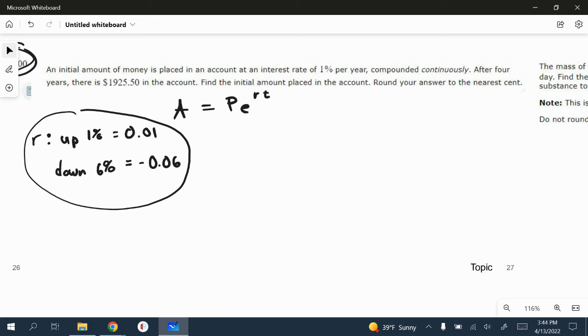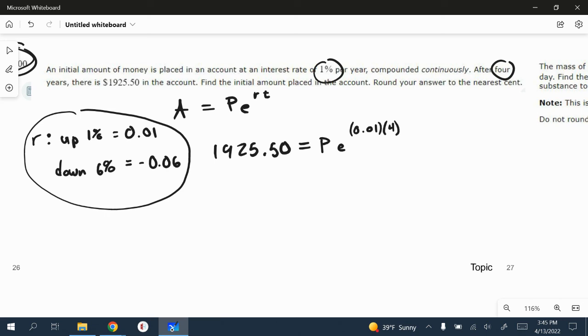So let's plug in what we know. It says our total amount was 1925.50. Our principal is what we're trying to find, so we don't know that, so I'll just put P there. And then e is just a number. And then r was 1%, so that would be that 0.01. That's going to get multiplied by time, which in this case they said was 4 years. So now we can just solve.